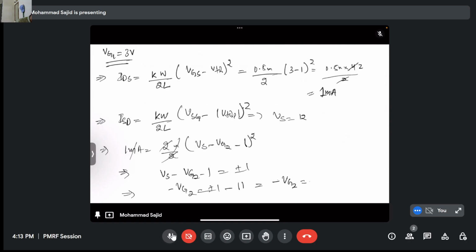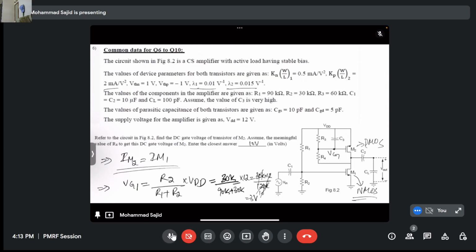So my Vg2 will be equivalent to two values: 12 volt, or if it is plus 1, it will be minus 10, that will give me 10 volt. So these are two values. If I use 12 volt, then my VSG will be 0, the transistor is off, so not possible. So 10 volt is the correct one. So this is 10 volt. So this is what we have to find.